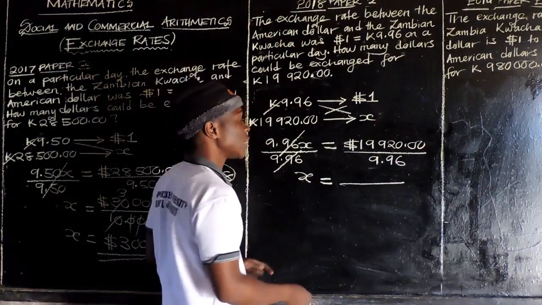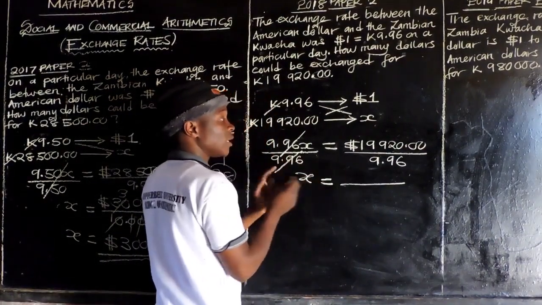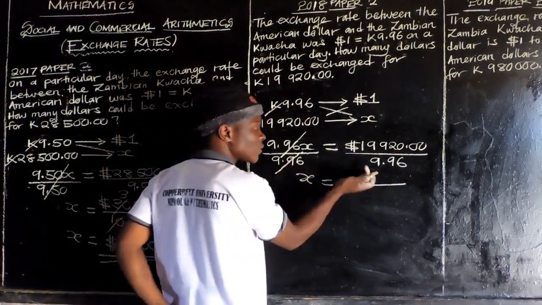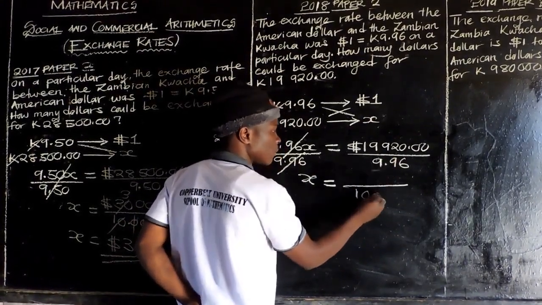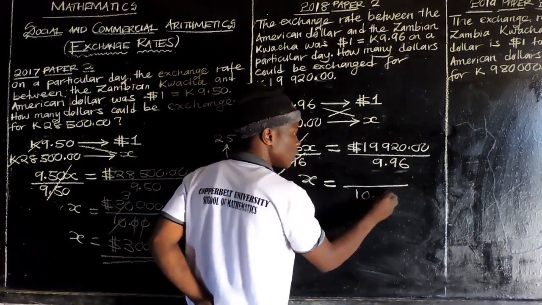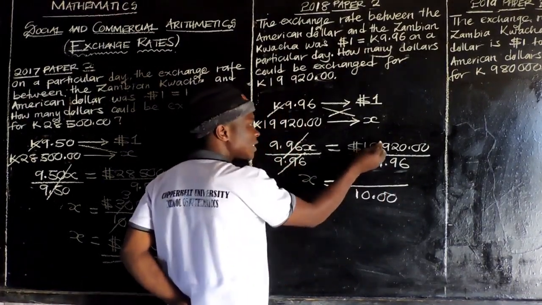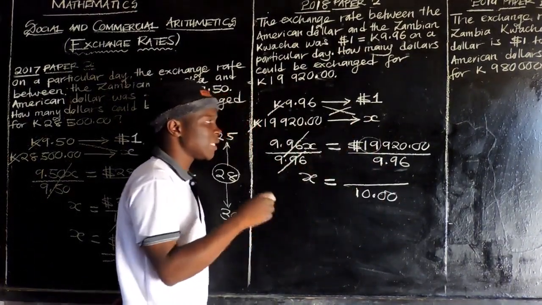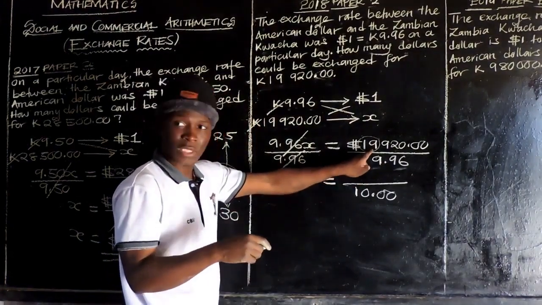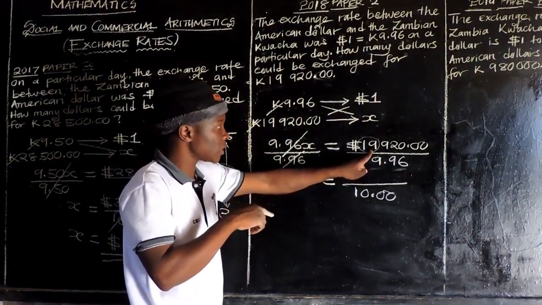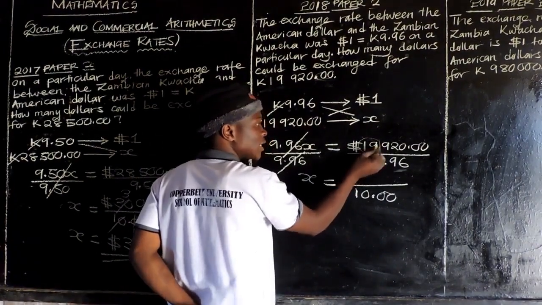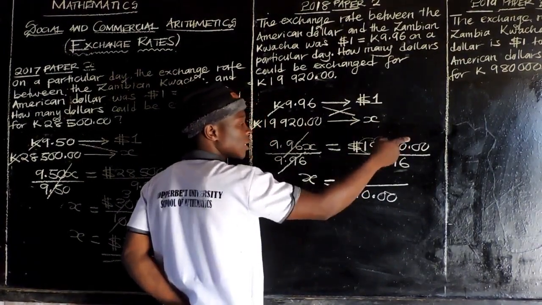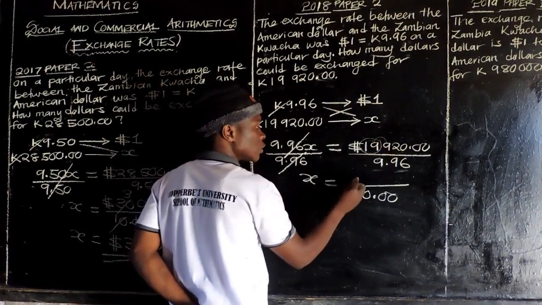9 kwacha and 96 ngwe is approximately 10 kwacha. It's just an example. So approximating this one is going to be what? 10. Okay? 10 point, these are going to become 0, 0, 0. Then this is 19. Approximating 19 is going to be what? 20, to the nearest thousand. So we're going to have 20. It's like 19 plus 1 is what? 20. Then this becomes 0.